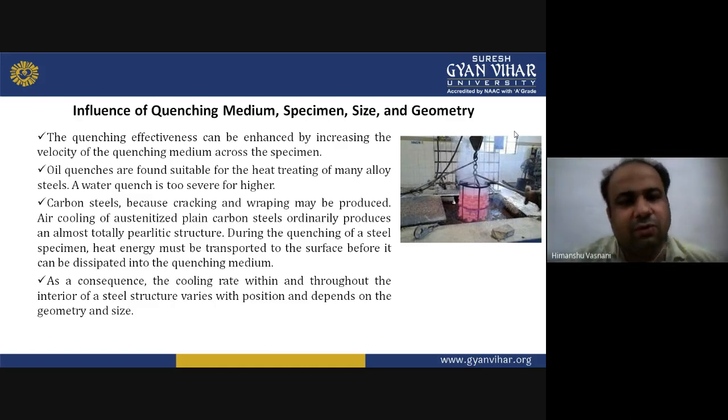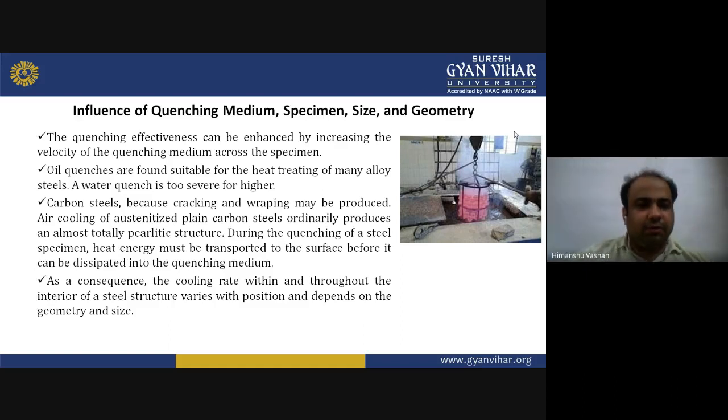So we can say that air cooling of austenitized plain carbon steels ordinarily produces an almost total pearlitic structure. During the quenching of a steel specimen, heat energy must be transported to the surface before it can be dissipated into the quenching medium. As a consequence, the cooling rate within and throughout the interior of a steel structure varies with position and depends on the geometry and size.